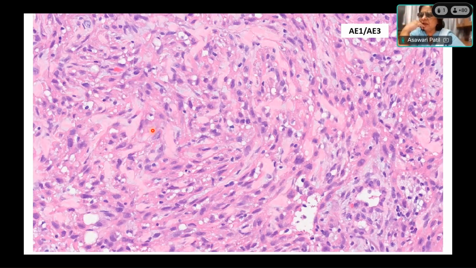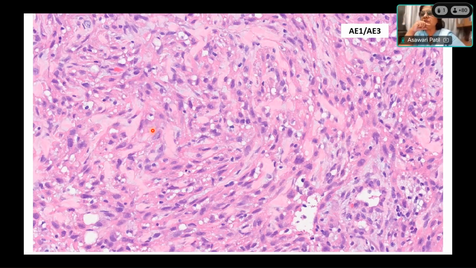Will TRPS1 help? TRPS1 is a marker which can be positive in metaplastic carcinoma as well as in phyllodes tumor. It will be negative in sarcomas. So if it is negative, you should consider some sarcomas.